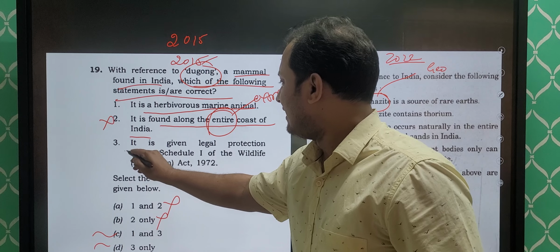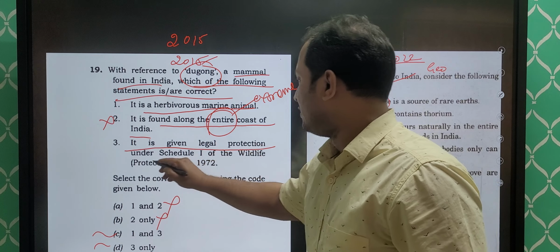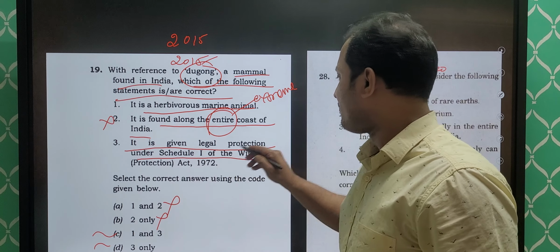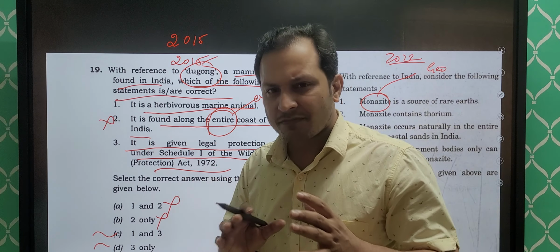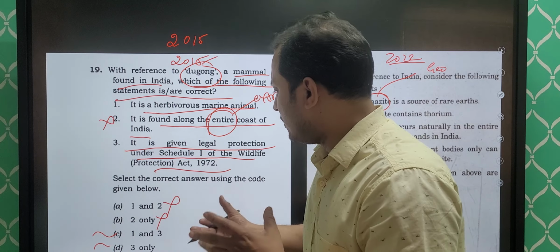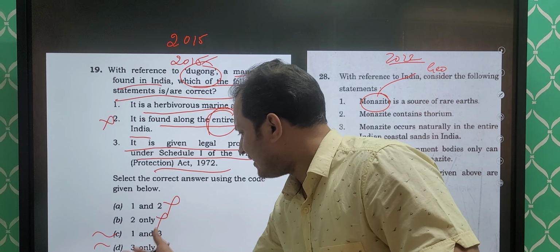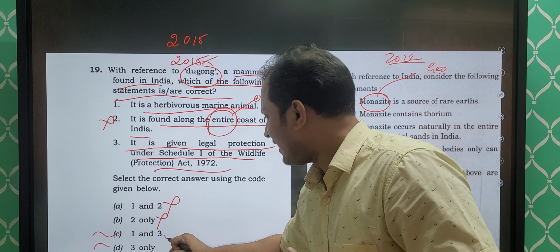You can see here it is given legal protection under Schedule 1 of the Wildlife Act. Okay, guys. So you are now left with 1 and 3 only. So the answer is 1 and 3.